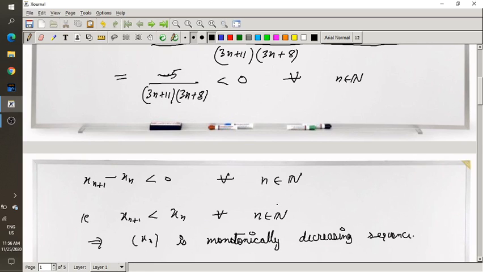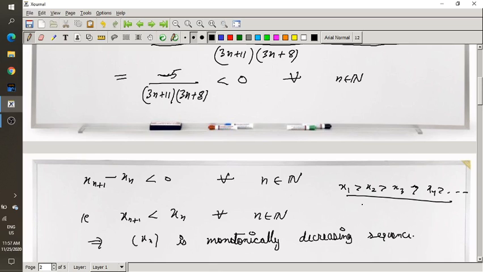So the terms that come later are less than the previous terms. That means the sequence is monotonically decreasing. This holds for all natural numbers, meaning x2 is less than x1, x3 is less than x2, and so on. If I want to write it in a proper way, then I can conclude that this condition holds, and so on.